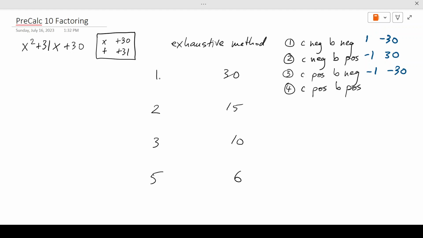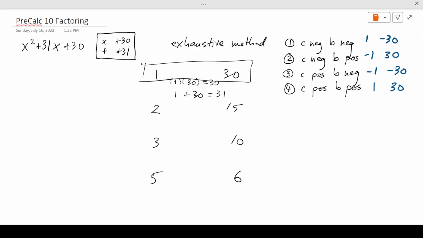Okay, and on the side here, let me bring that back. On the side here, I'm going to say this case, we have a positive for both. Now we'll go through 1 times 30. Is that positive 30? It is. Let's go 1 plus 30. That's 31. Hey, that's the b right off the bat. My first guess got it.